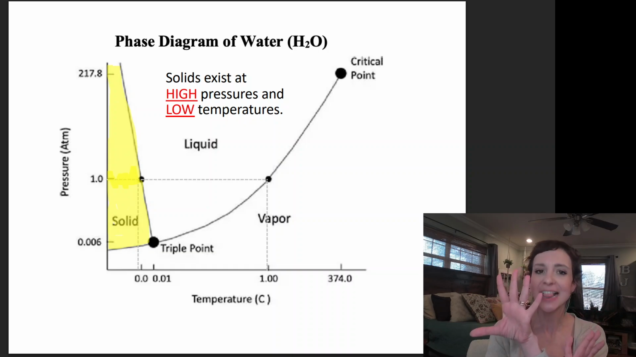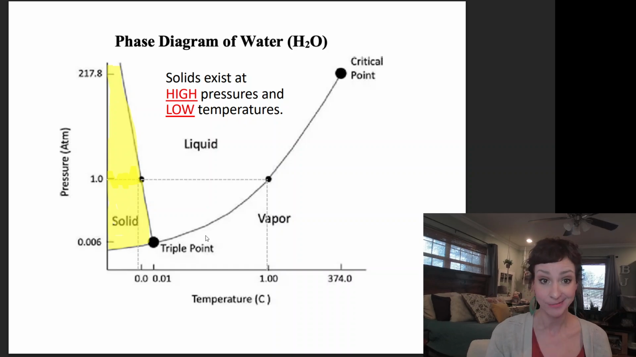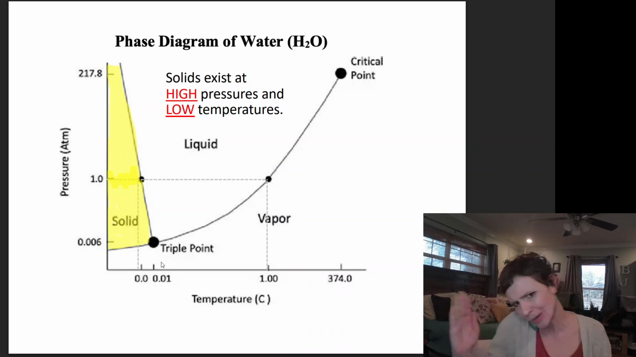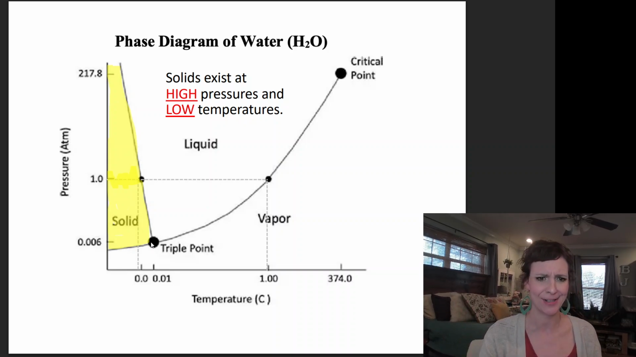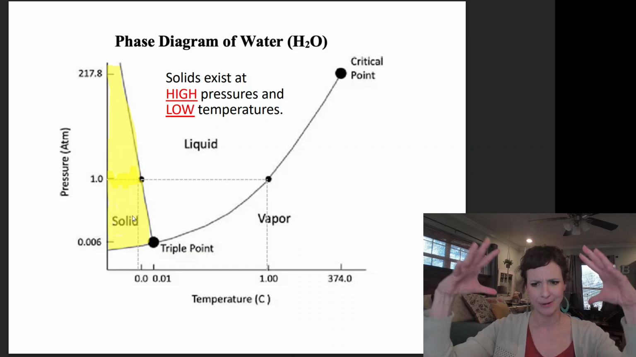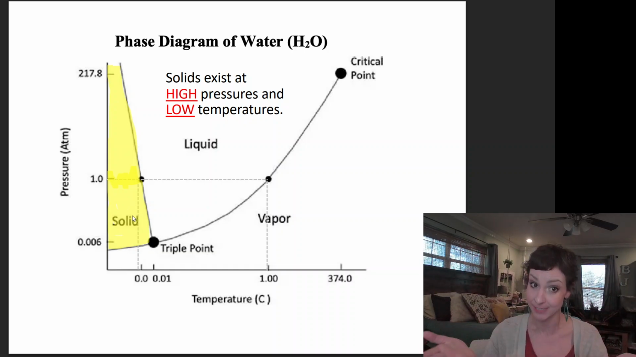Well, solids like to exist at typically high pressures and lower temperatures, right? We don't see a solid that goes past this point right here, okay? Well, that makes sense for a solid because we know that high pressure means you're going to be packed together. That's what solids like. And low temperatures probably mean you're not moving around so much. That's why solids only vibrate in their fixed positions. See, some of this science stuff makes sense.